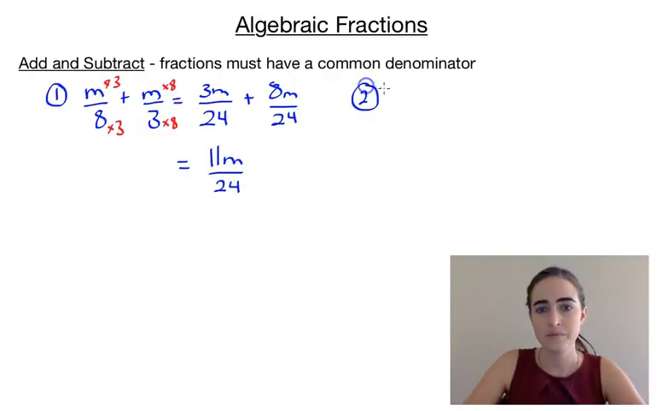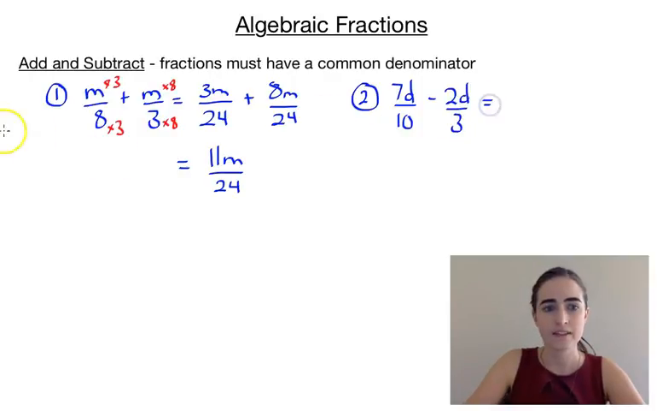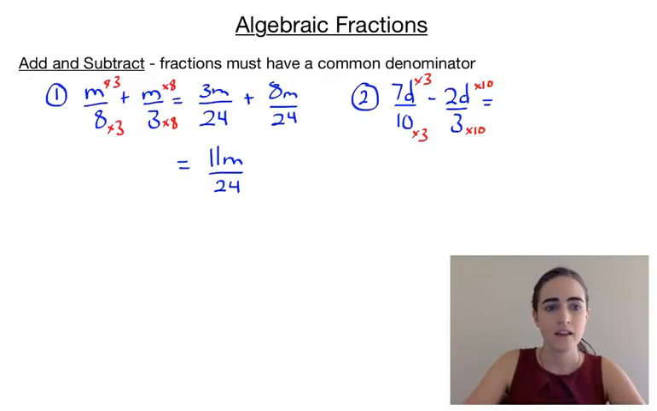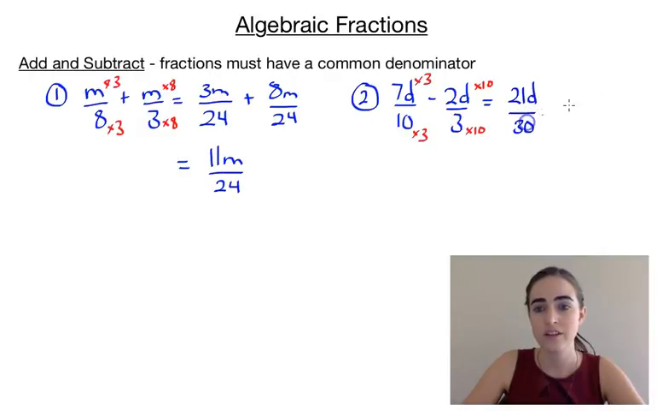All right, our second example, we've got 7d over 10 minus 2d over 3. So again, we need them to have a common denominator. The lowest common multiple of 10 and 3 is 30. So we'll times that by 3, and we have to do the same thing to the top. Then in this fraction, we'll have to multiply everything by 10. So that will then become 21d over 30, minus 20d over 30. And then 21 minus 20 would give us 1d, so we'll just have d over 30.